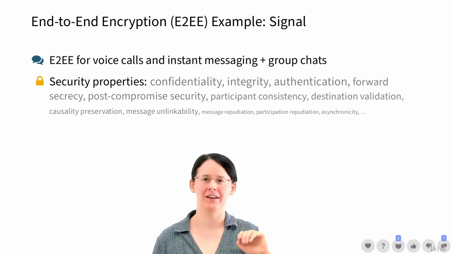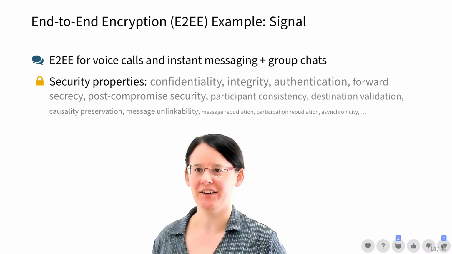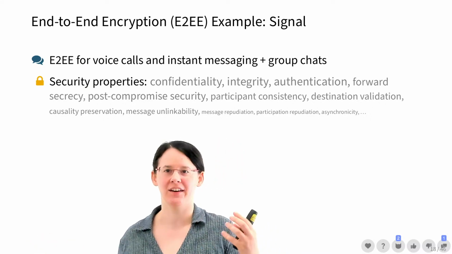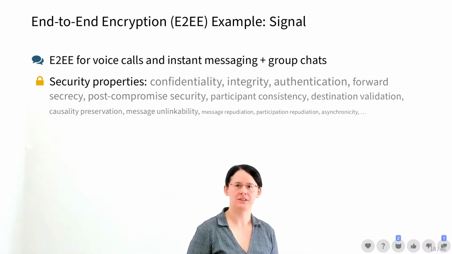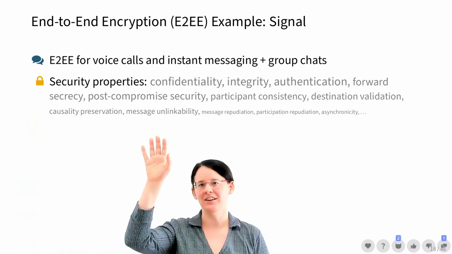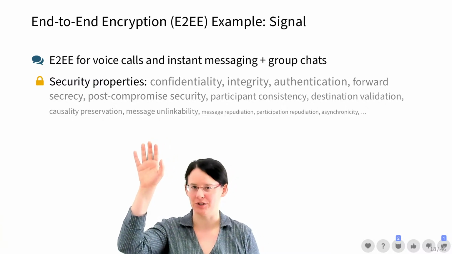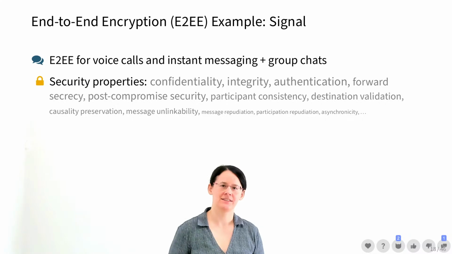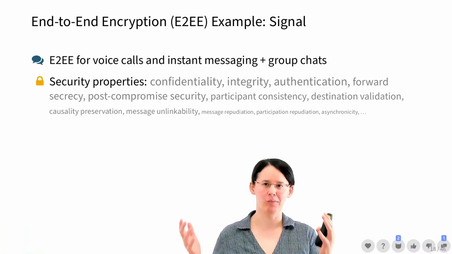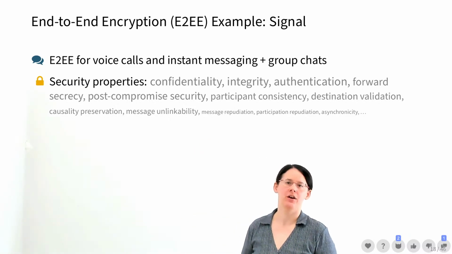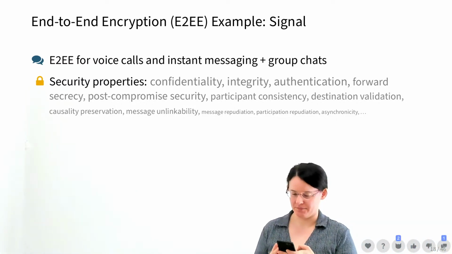So this sounds kind of familiar, but then there are lots of other things, like they offer participant consistency and destination validation and causality preservation and message unlinkability and so on. So lots of stuff that goes far beyond what we've seen so far. And actually the properties I've listed here are even only for direct one-to-one chats. I'm not even talking about group chats yet. There we have a full additional set of security properties. So you can imagine, I cannot explain to you the full protocol that does all of that, but I want to have a look at a few individual points that are relevant.